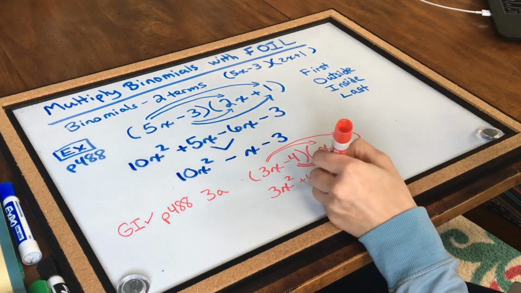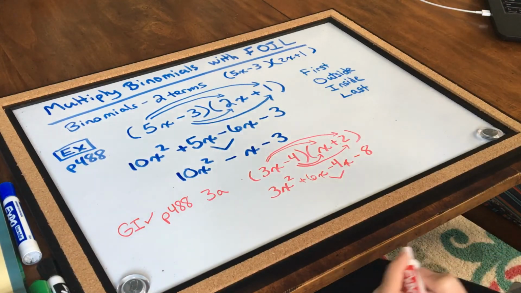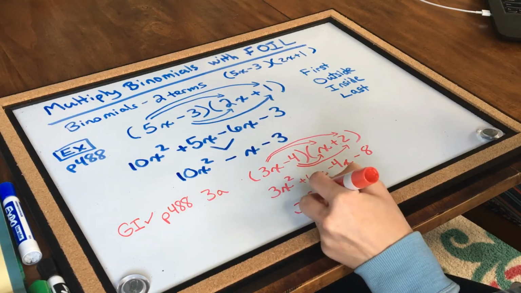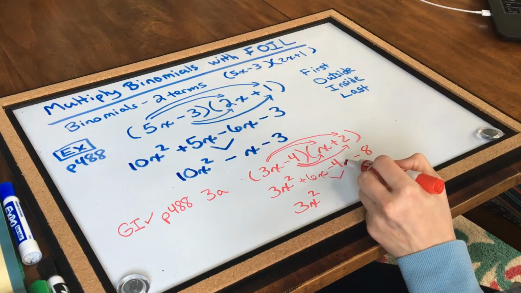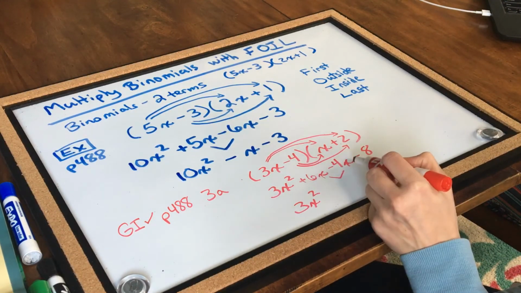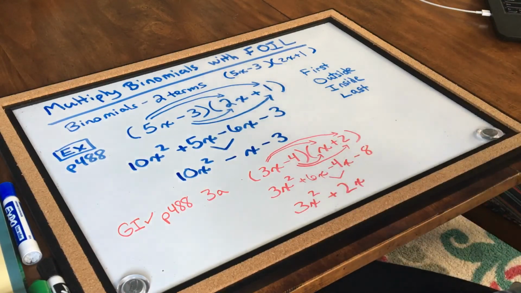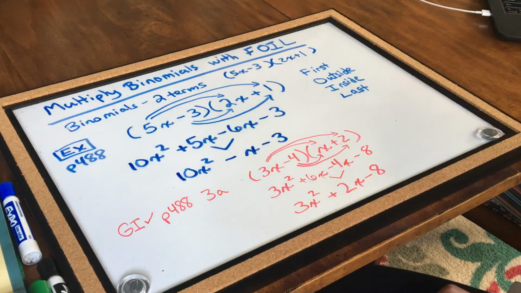Okay. Last but not least, I recognize that my two terms in the middle are alike. So let's finish this up by combining them. So I still have my 3x squared. In the middle, I have a positive 6 minus 4x. So 6x's minus 4x's gives me 2x's. And last but not least, I've got my minus 8 taken out at the end.